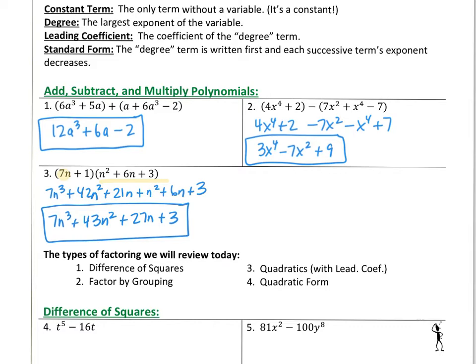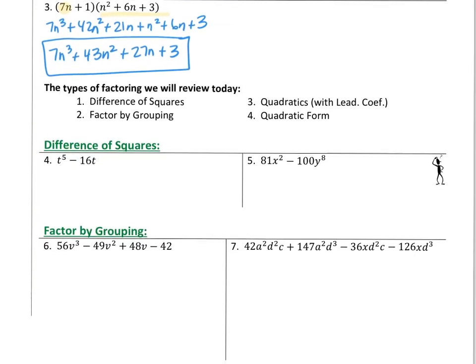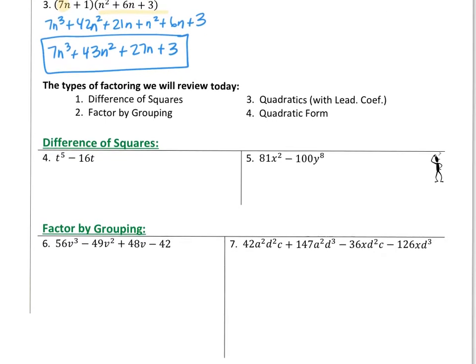All right, so in the next part, we're going to be looking at factoring. And I know we did some factoring earlier in the year, so this is probably just looking at a little bit more detail. Remember, when you're factoring, the very first thing you should always do is look for a GCF and take that out first. But we're also going to look at the difference of squares, factoring by grouping, quadratics with leading coefficients, and quadratic form.